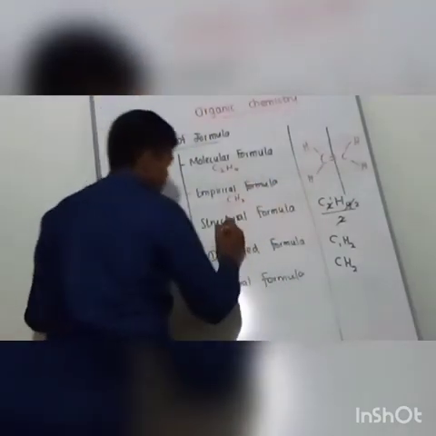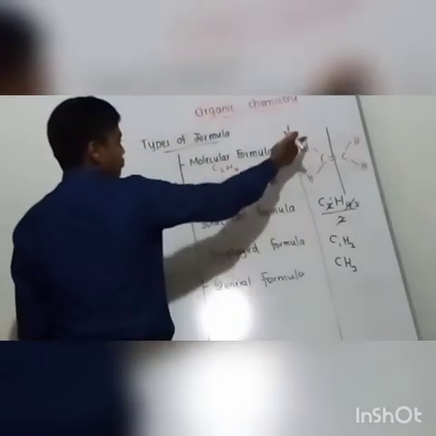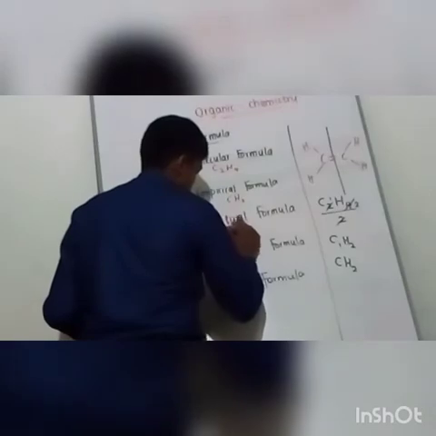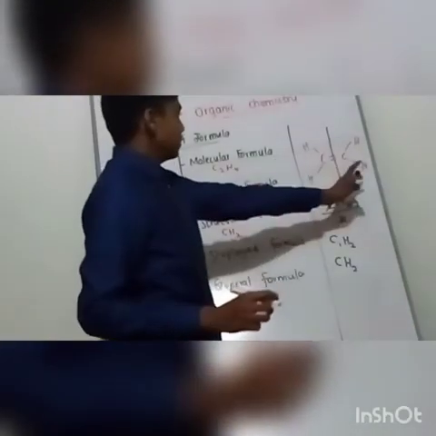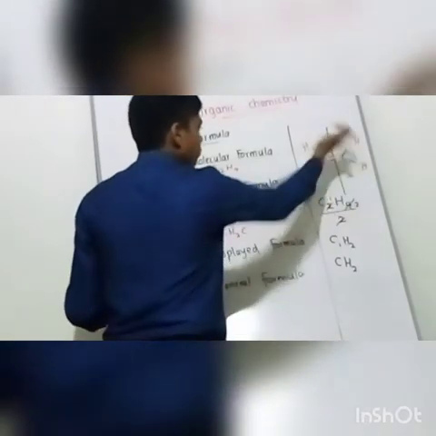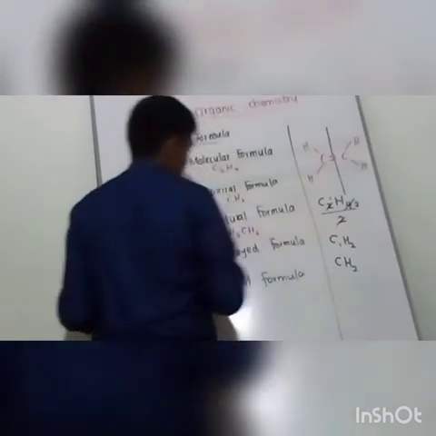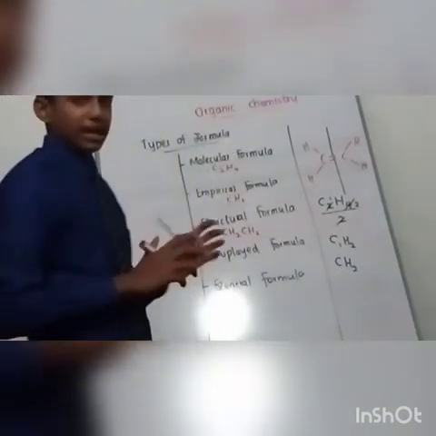How many are there? 1 carbon, so we write C. Then how many hydrogens? 1, 2. So H2. And then we go to the other side. Still 1 carbon, then C, and there are 2 hydrogens, so we write H2. So this is the structural formula for ethene.